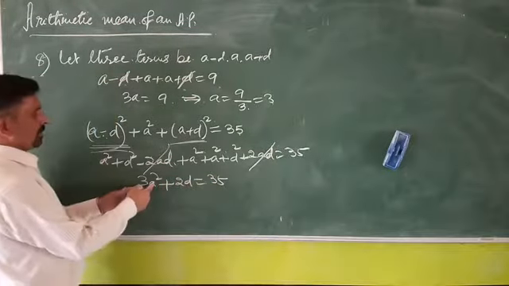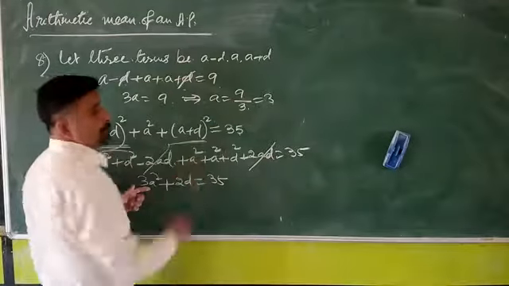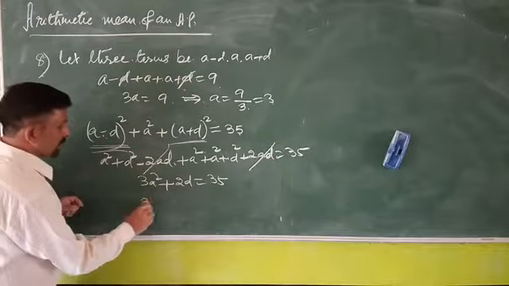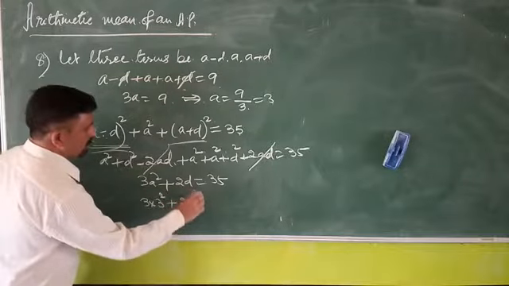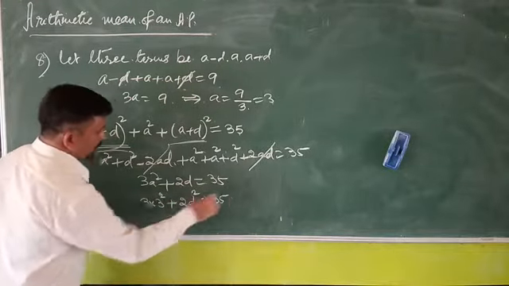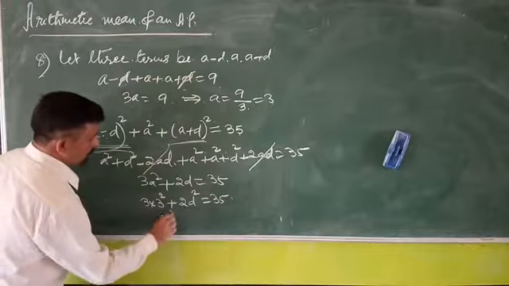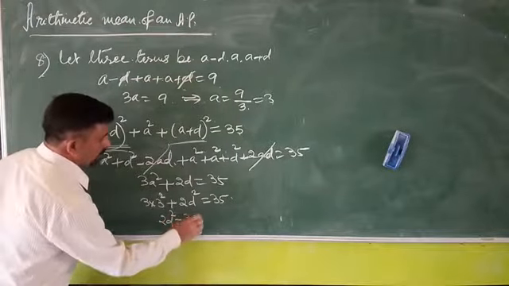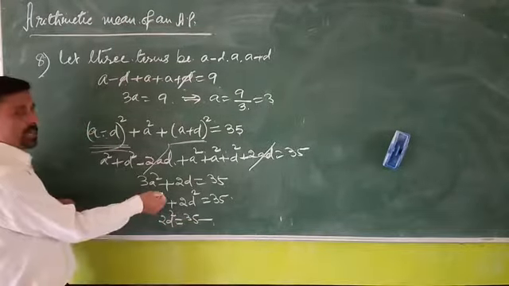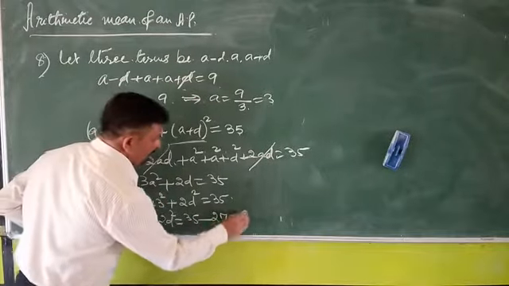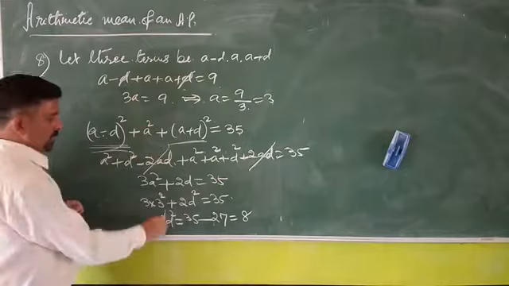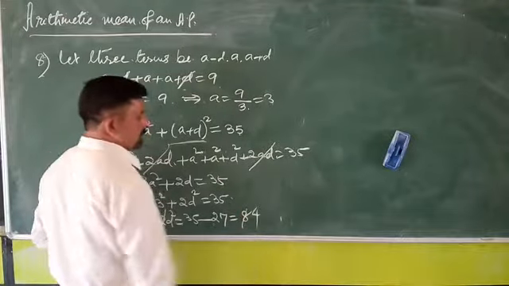Now after this we will put the value of a from here. So 3 into 3 square plus 2d square is equal to 35. Therefore, your 2d square will become equal to 35 minus 3 times 9, 27, and this is equal to 8. This 2, this will cancel, it will become 4.